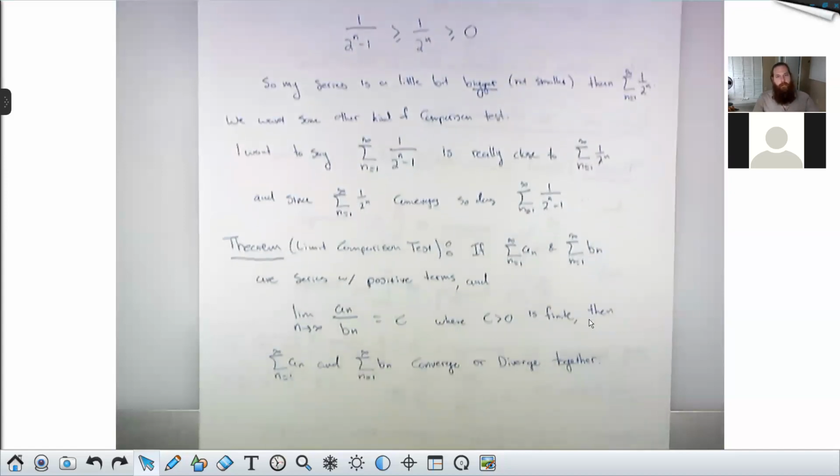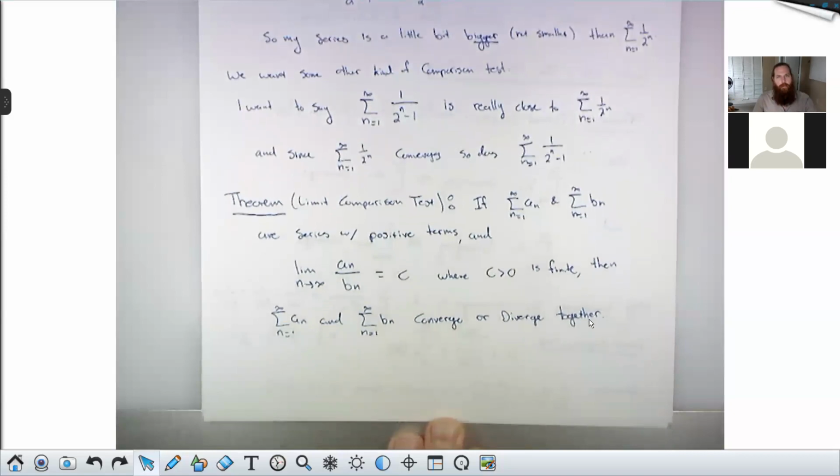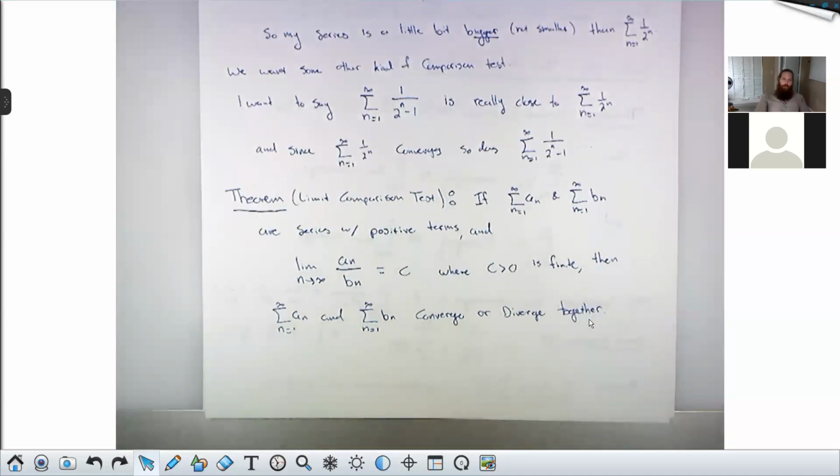So this is our limit comparison test. And I want to go through a little bit of a proof. I'm not going to go through a rigorous proof with you. The proof of the direct comparison test is so trivial, I think it's underneath you. But the proof of this is worthy of a little bit of time.